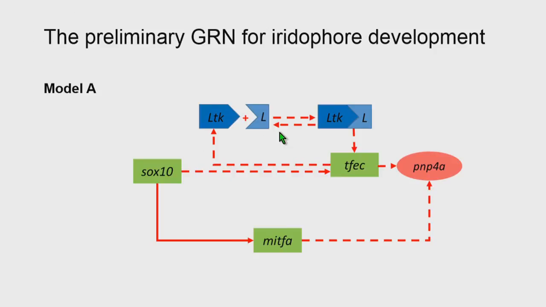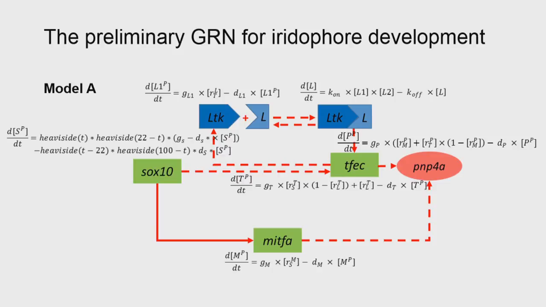So, building on such a data set, we're able to derive a preliminary gene regulatory network that drives iridophore development. We call this model A. Here, solid arrows show proven direct interactions, whereas dashed arrows are not yet known whether direct or indirect in most cases. We're able to characterize this network and describe it mathematically using a system of ordinary differential equations.